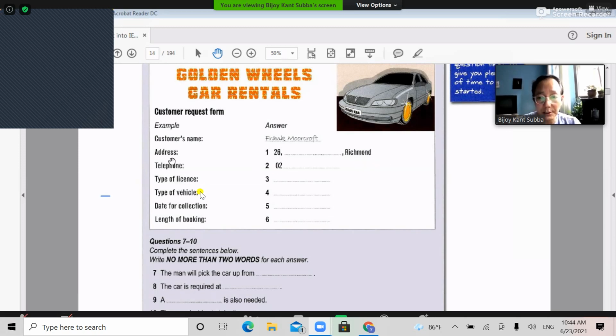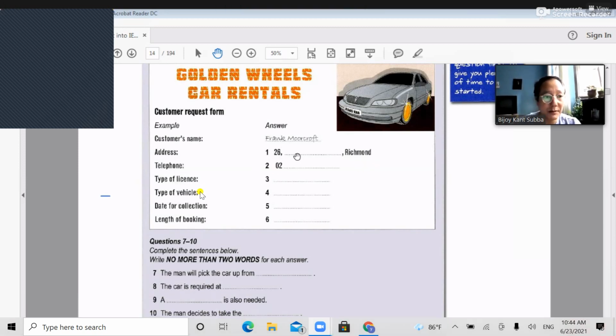So what do you think are the answers here? Address: 26 Lake Road. Now, Lake Road, are they the same word or separate words? Different, maybe. Do we write it separately or do we write it as one? We write it separately.